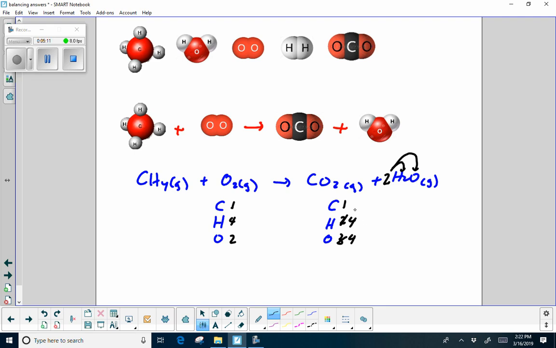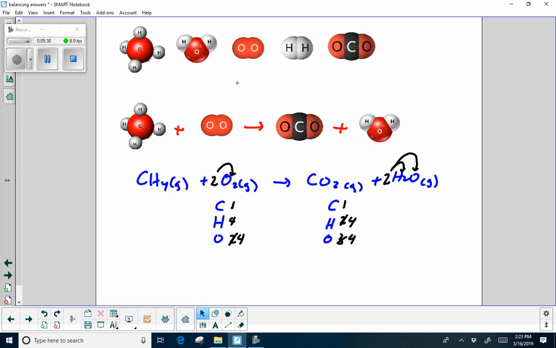So it looks like we're okay for the carbons, looks like we're okay for the hydrogens. We have to fix the oxygen. So I need to have 4 here, so it's easy. I put a 2 in front. This means I've got 2 times 2, or 4 oxygens altogether, like so. And now we have a nice balanced chemical equation.